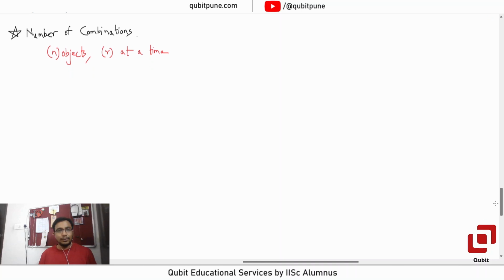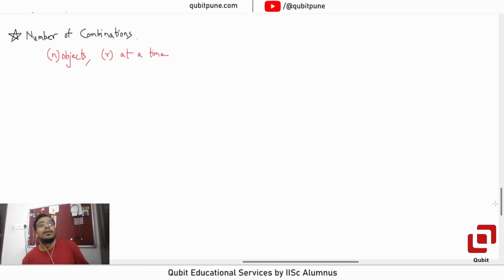Okay, finally let's go to combinations. We know that in combinations the order is not important. So if we have n objects and we have to pick r at a time, what is the formula for NCR?